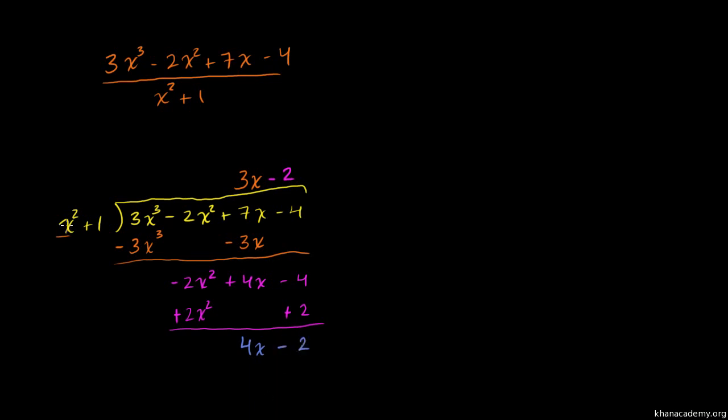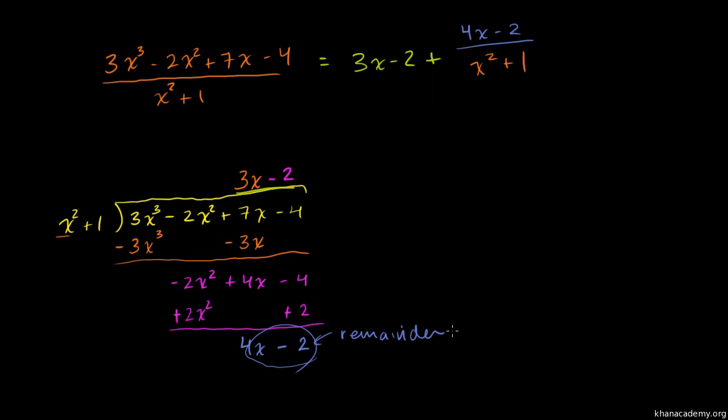And then x squared now has a higher degree than 4x, and the highest degree here. So we view this as the remainder. So this expression, we could rewrite it as being equal to 3x minus 2, plus our remainder, 4x minus 2, all of that over x squared plus 1. Hopefully you found that as fun as I did.